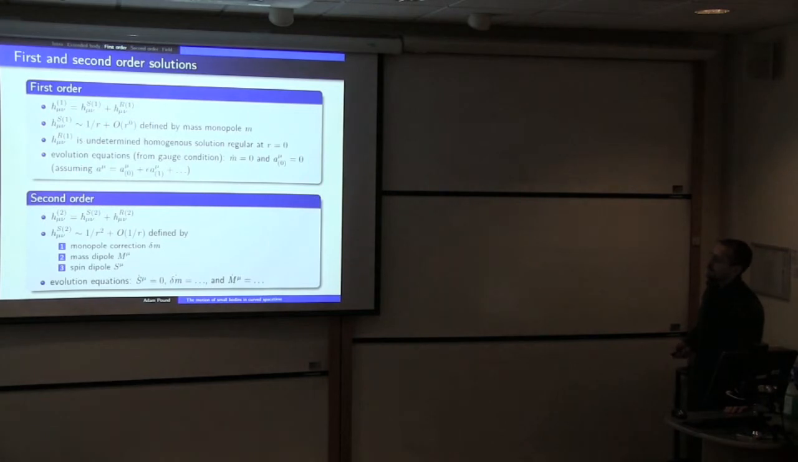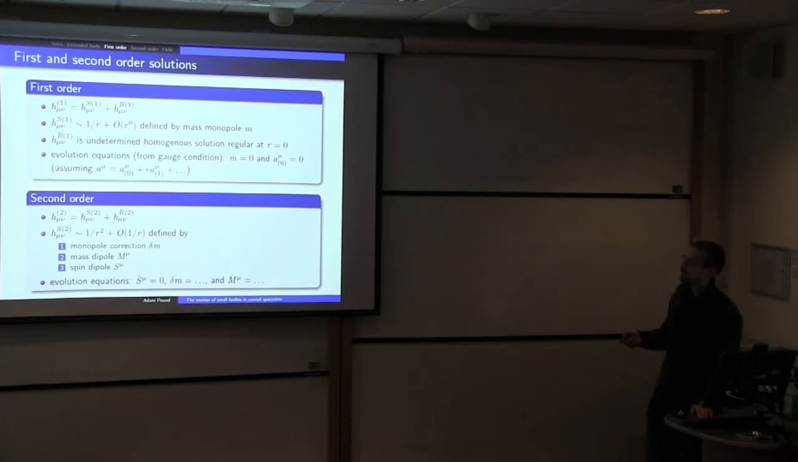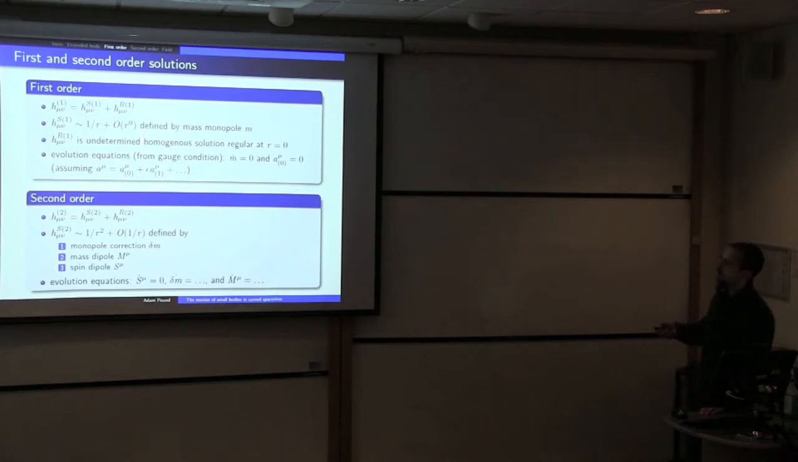So more concretely, at first and second order, you get things like this. So first order, let me split my H1 into the self field, the regular field. The self field behaves as 1 over R, and everything in it is determined by the mass monopole M. And this M is actually equal to the ADM mass of the inner background spacetime. The regular field at this stage, because I haven't imposed any global boundary conditions, is some undetermined homogeneous solution that's smooth at R equals 0.